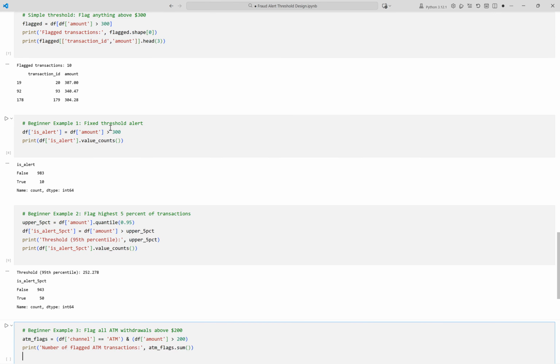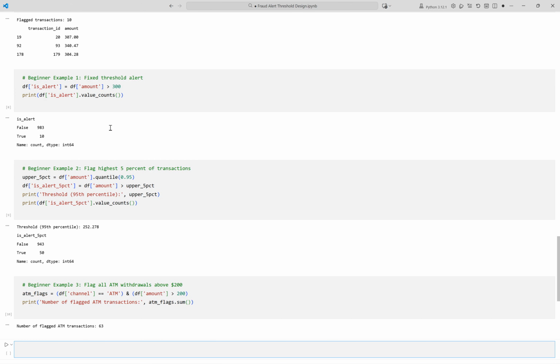Running the cell now. This output shows that 63 ATM transactions exceed the $200 threshold we set to flag potentially unusual activity. Noticing this count helps us understand how many transactions might need closer review when setting fraud alerts. It highlights the importance of choosing a threshold that balances catching suspicious behavior without overwhelming us with too many flags. Try creating similar rules for other channels or transaction types.